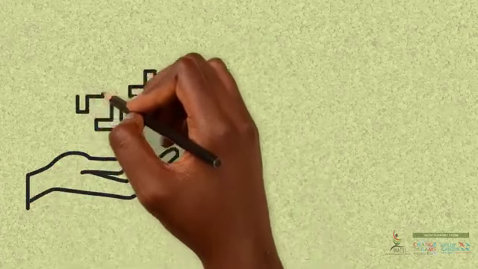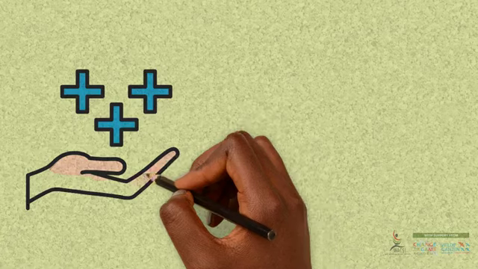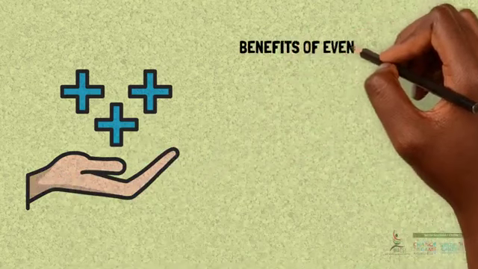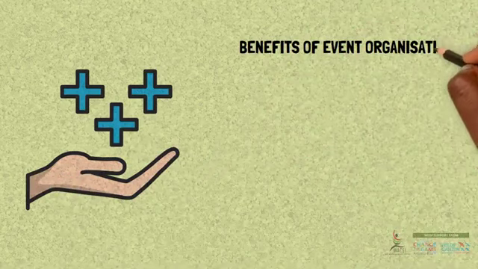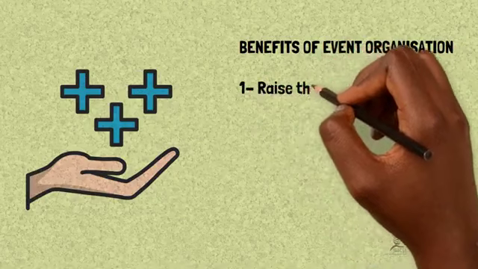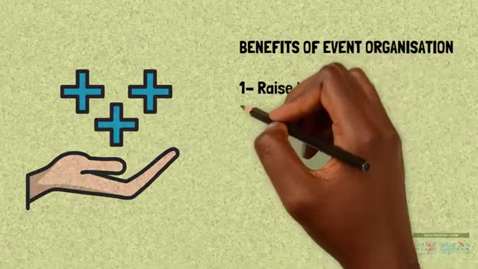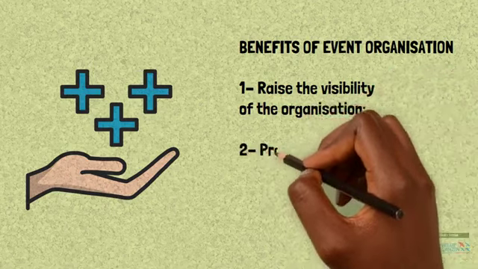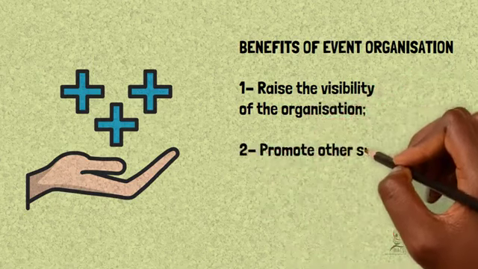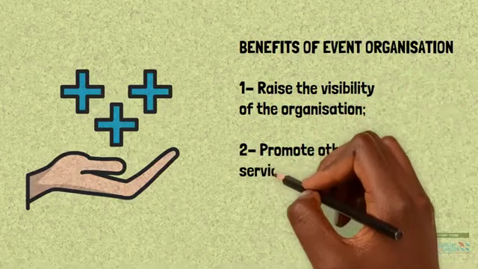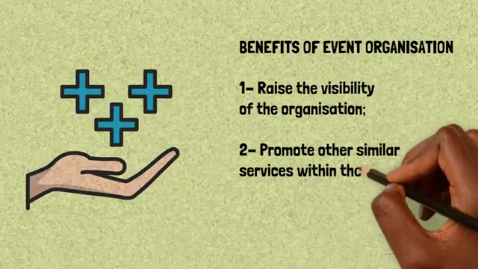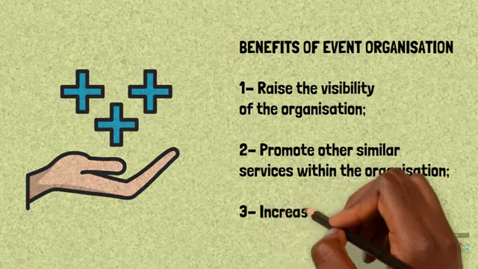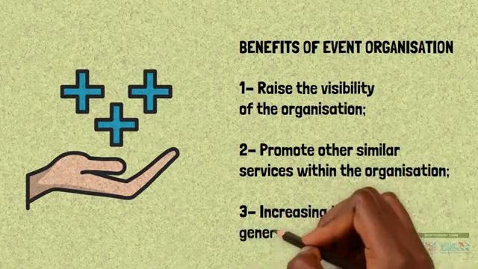What are some of the benefits of events organization? First of all, it raises the visibility of your organization. Of course, your organization can be co-opted to plan and organize an event for a third party. In doing so, you are raising the profile of your organization. You are raising the image. Your organization will get to be known by new stakeholders, potential partners, or donors to your cause.